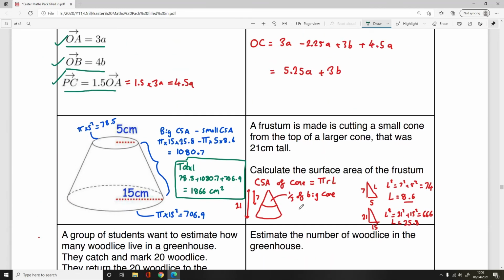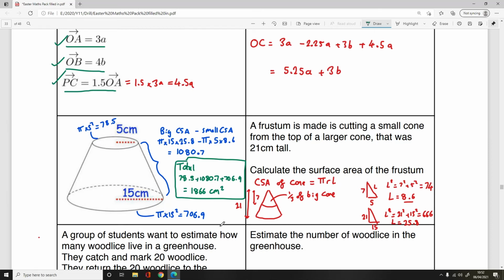Okay. And then this question I thought was tough. So let's talk through it. A frustum in general is what you get if you cut the top off a cone or a pyramid. And it wants the surface area of this frustum. How do we do that?